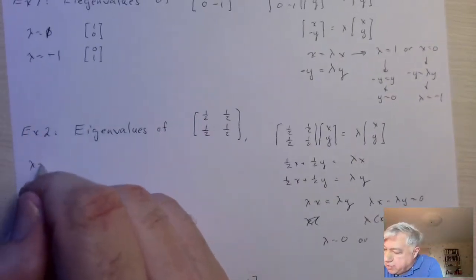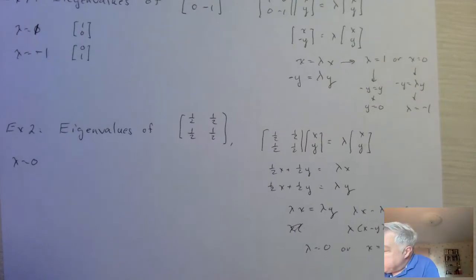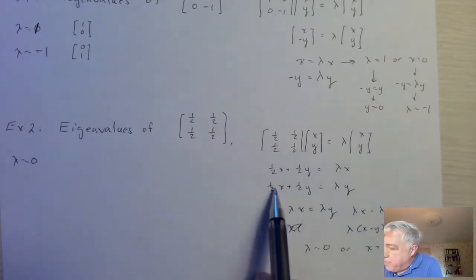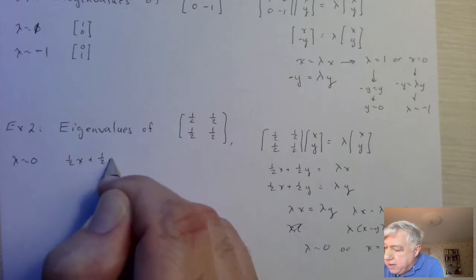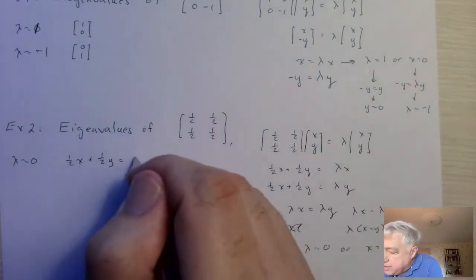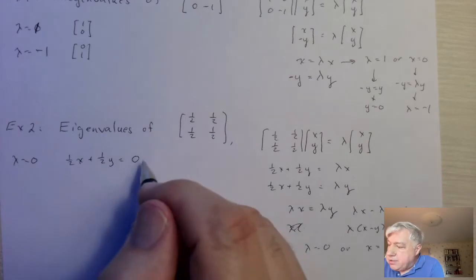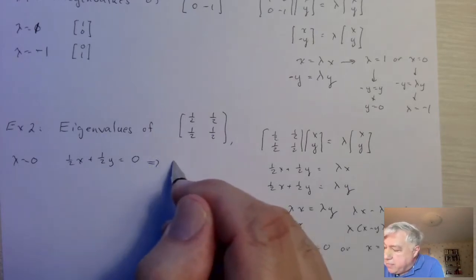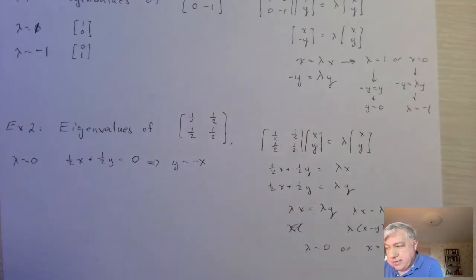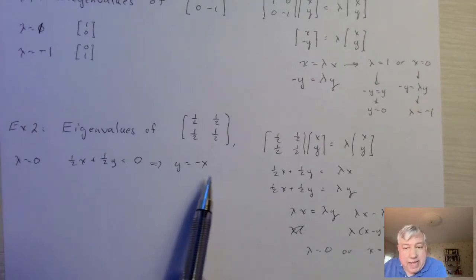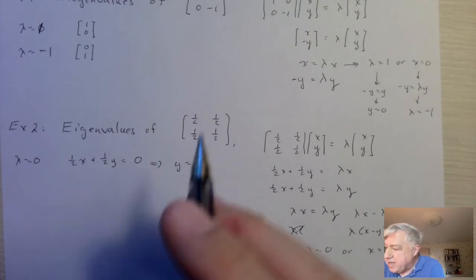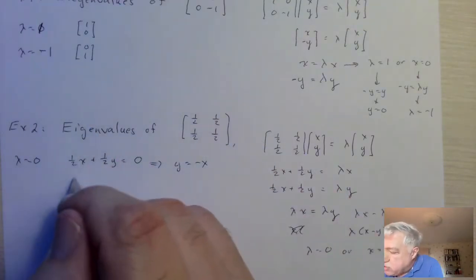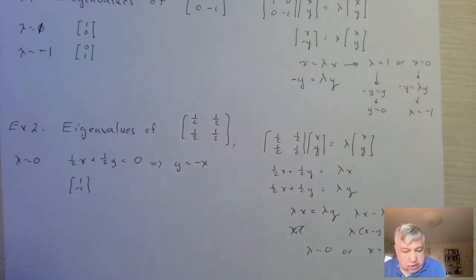For lambda equals 0, we can see from this first equation that 1/2 x plus 1/2 y equals 0 times x, so that will just be 0. That tells us that y equals minus x. So x can be anything, as long as y is minus x. So, for example, (1, negative 1) would certainly work.